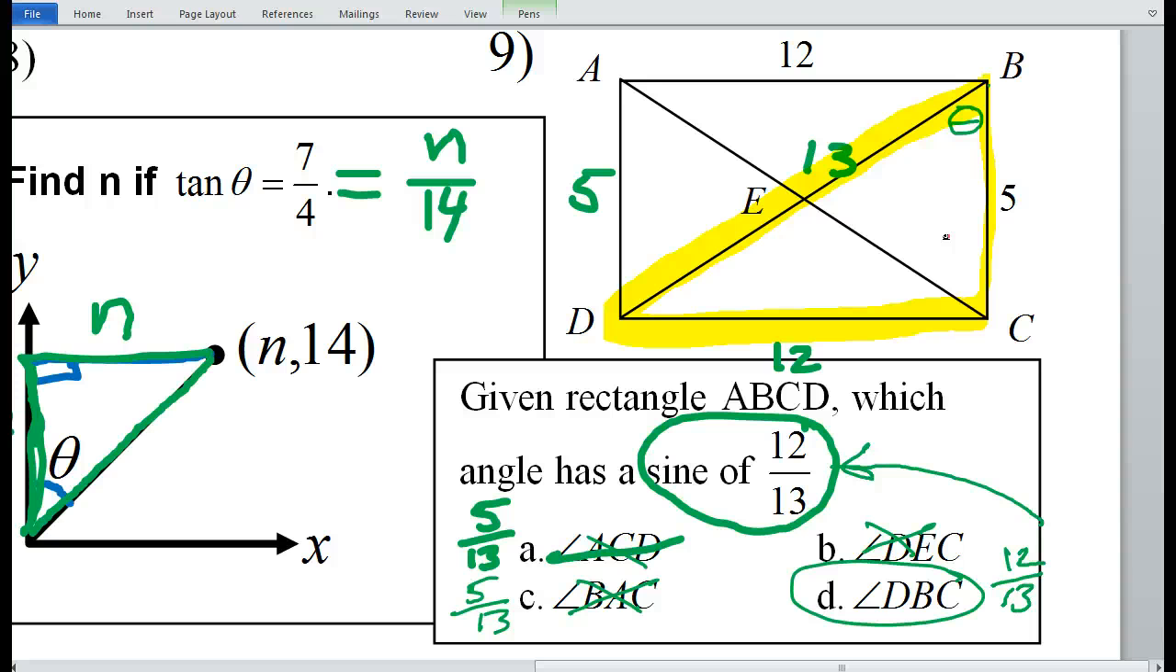If you looked at any of the other three that we crossed out, we were getting 5 over 13. Stuff that wasn't the right answer. All right, moving on.